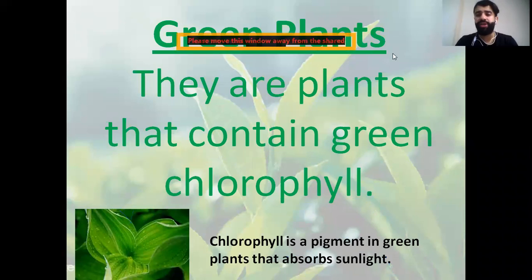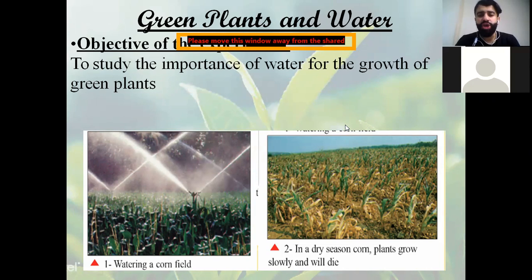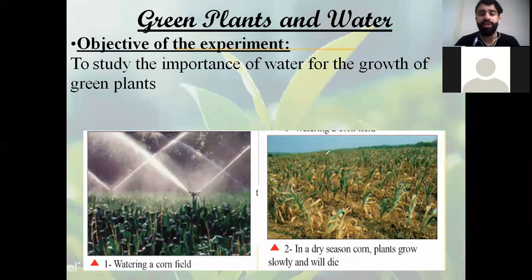Also, we talk about the chlorophyll and we move to the green plants and water in this experiment. In this experiment, I'm going to start step by step to identify the objective. The objective of this experiment, or what's called the aim, the purpose, or the goal, is to study the importance of water for the growth of green plants.